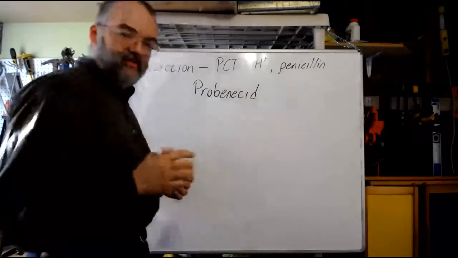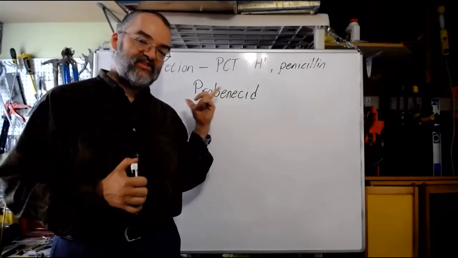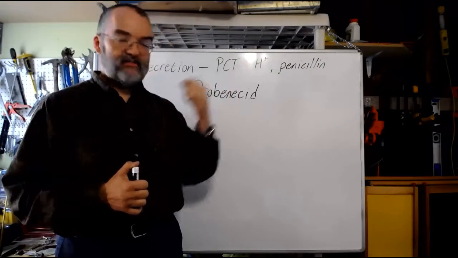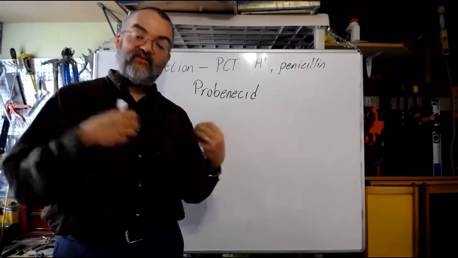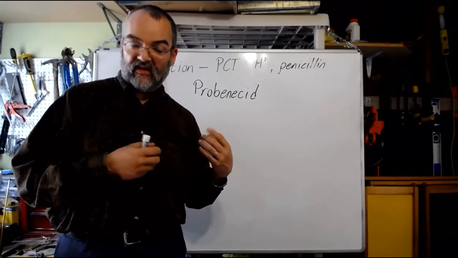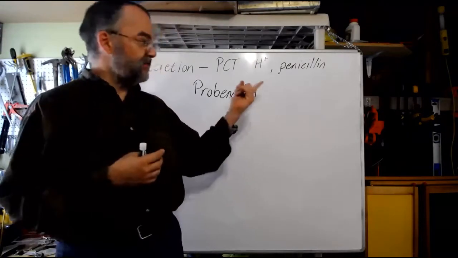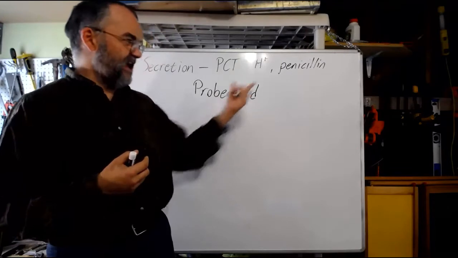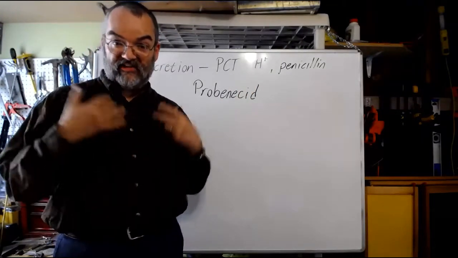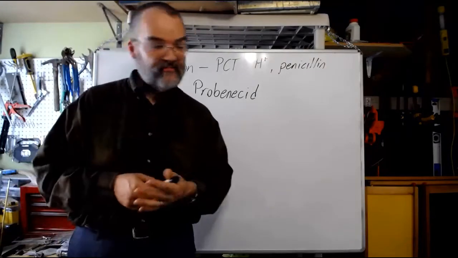Probenecid is a medicine prescribed for gout, mostly, but it uses the same transporter as penicillin does. So if you're taking penicillin and you take probenecid along with it, the nephron gets so busy secreting the probenecid that the penicillin tends to stay in the body. So it sort of amplifies the effect of the penicillin, causing it to remain in the body longer so you don't have to take as much. It's kind of handy that way.